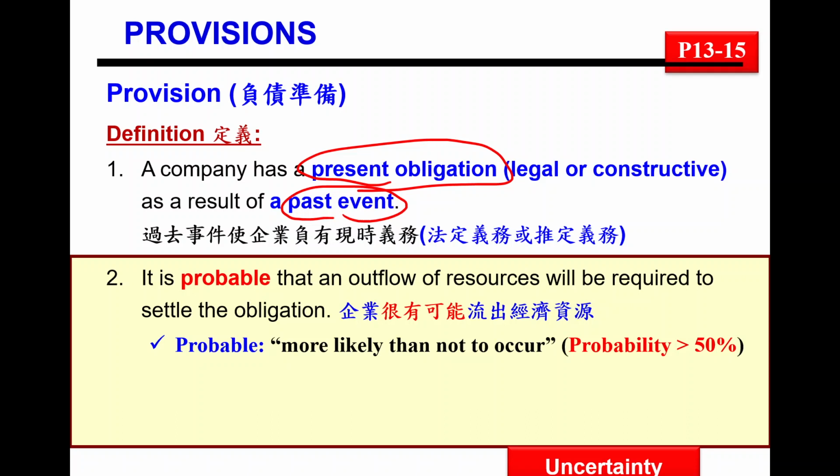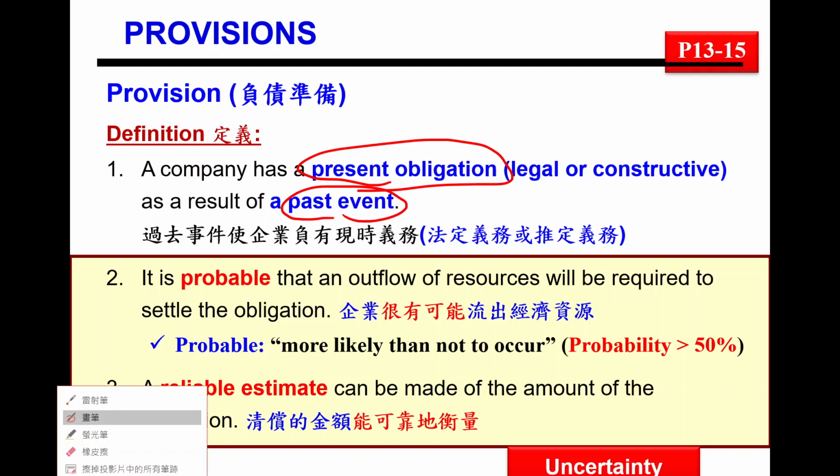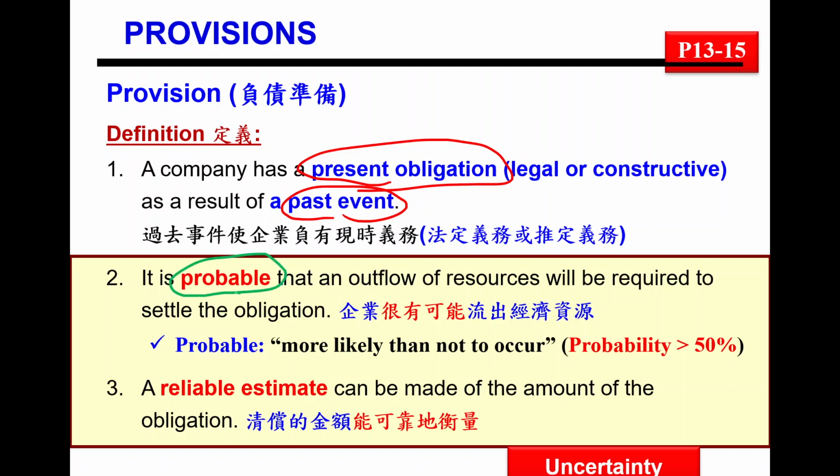Also, we want to provide useful information, right? So the amount should be reliable. It means the amount should be reasonable. Even though it's not true, it's an estimate, but it should be trustable. So there are two conditions we require in accounting. Even though there is uncertainty, it should be probable, and the amount should be reliable. Reliable means reasonable.